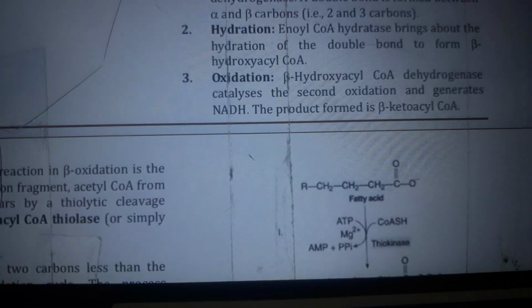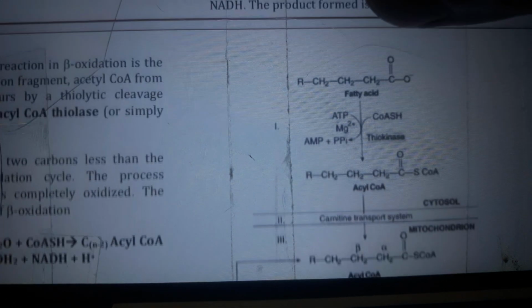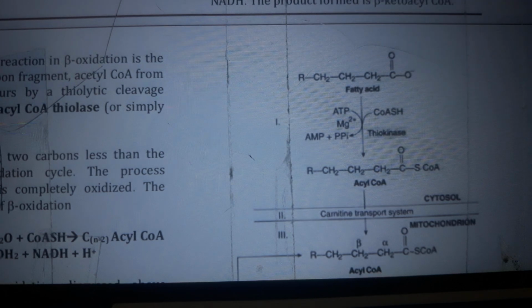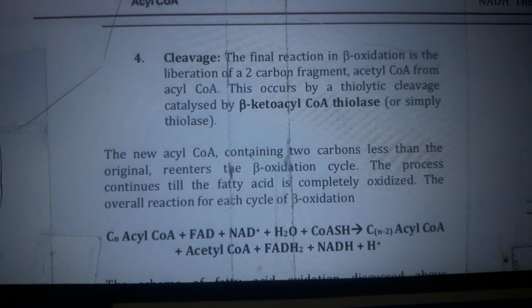Beta oxidation proper. Each cycle of beta oxidation, liberating a 2-carbon unit acetyl-CoA, occurs in a sequence of 4 reactions. Oxidation: acyl-CoA undergoes dehydrogenation by an FAD-dependent flavoenzyme, acyl-CoA dehydrogenase. A double bond is formed between alpha and beta carbons, that is 2 and 3 carbons. Hydration: enoyl-CoA hydratase brings about the hydration of the double bond to form beta-hydroxyacyl-CoA. Oxidation: beta-hydroxyacyl-CoA dehydrogenase catalyzes the second oxidation and generates NADH. The product formed is beta-ketoacyl-CoA.